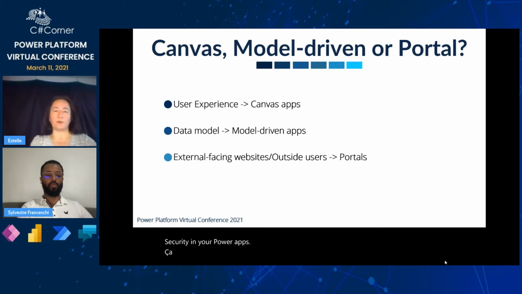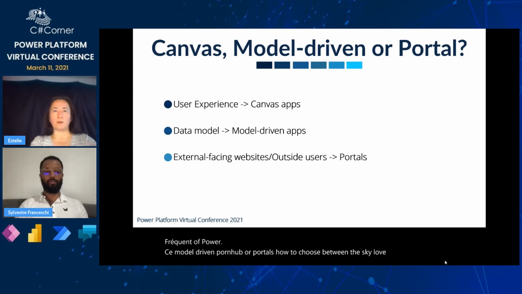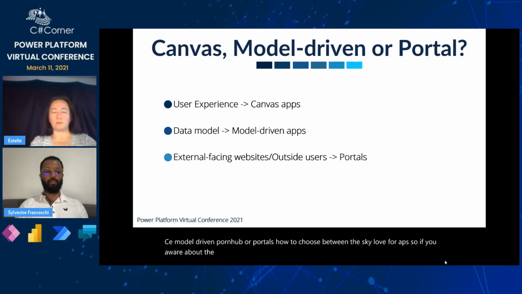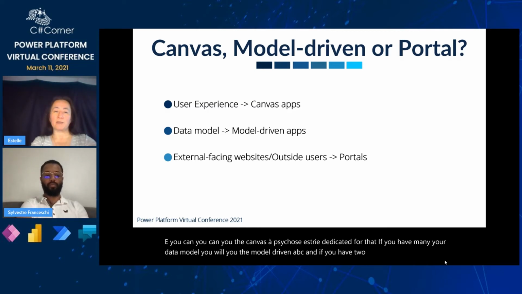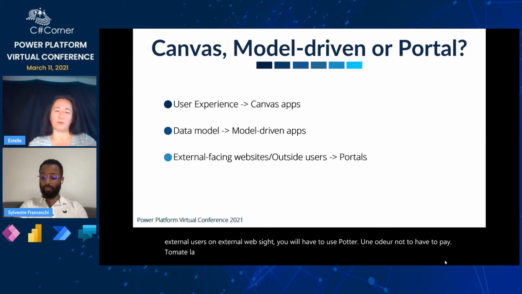What is really important with Power Apps is that you have three kinds of Power Apps: a canvas app, a model-driven app, or a portal. How to choose between these kinds of Power Apps? If you are concerned about the user experience, you can use canvas apps because they are really dedicated to that. If you mainly have your data models, you will use model-driven apps. And if you have to share your apps with external users or on an external website, you will have to use portals in order not to pay too much license for your final end users.